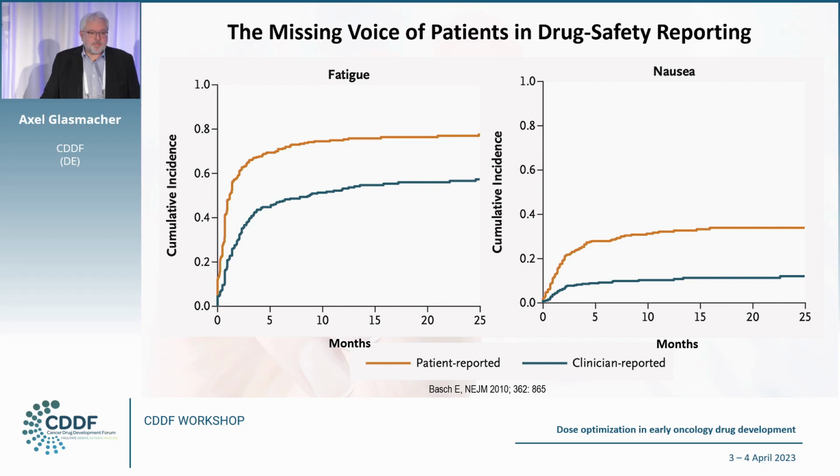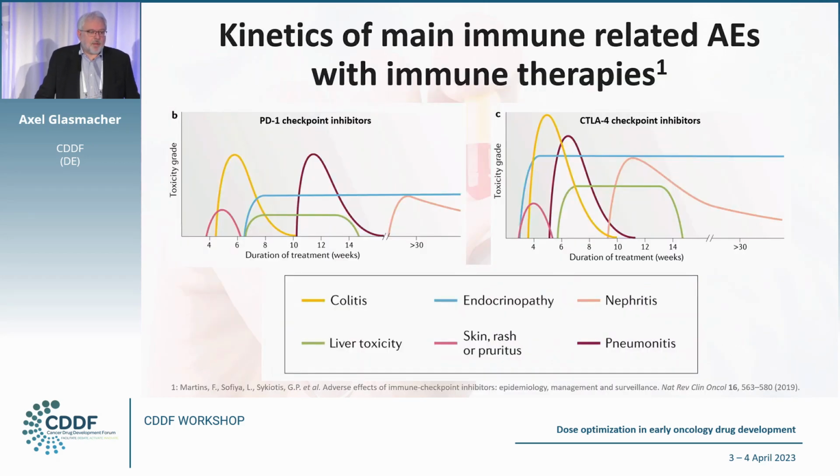This is an example, a curve of when the main immune-related adverse events occur with immunotherapies, checkpoint inhibitors, PD-1 or CTLA-4. And you see here as well, there is a distinct pattern of late occurrence that would not be captured in a DLT-driven dose finding.